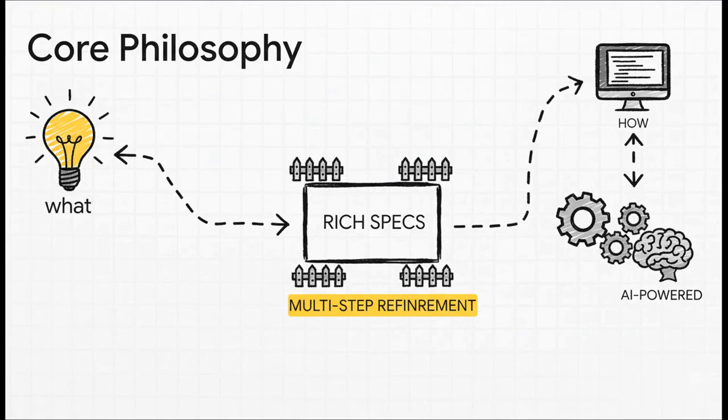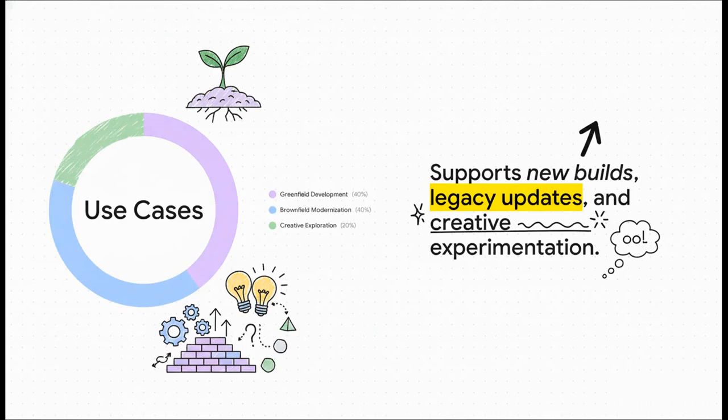See, this is not about some magical one-shot prompt that spits out perfect code. No way. It's a multi-step process of refinement. By forcing you to separate the what from the how and establish those guiding principles up front, you're creating guardrails for the AI. And that structure is exactly what helps you avoid the common pitfalls and hallucinations you get with those simple one-off prompts.